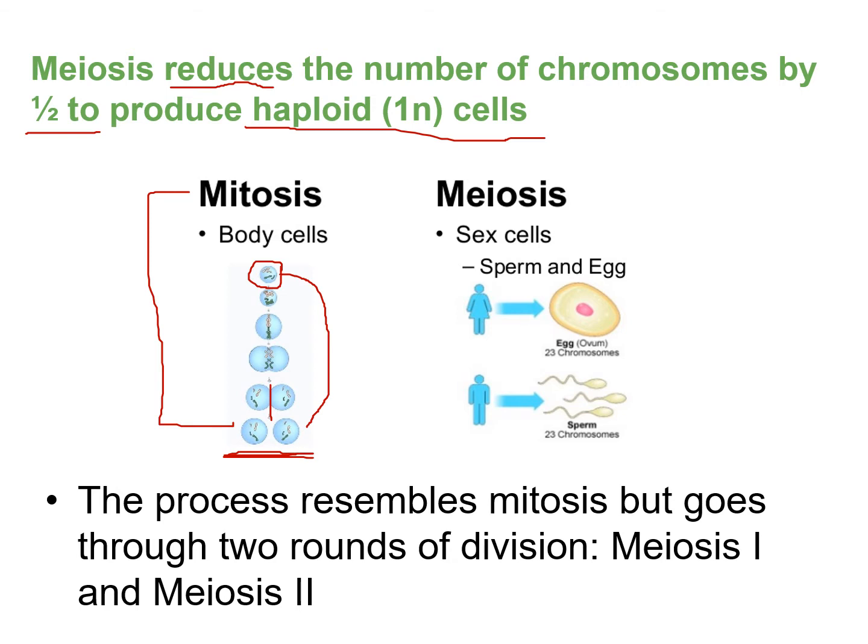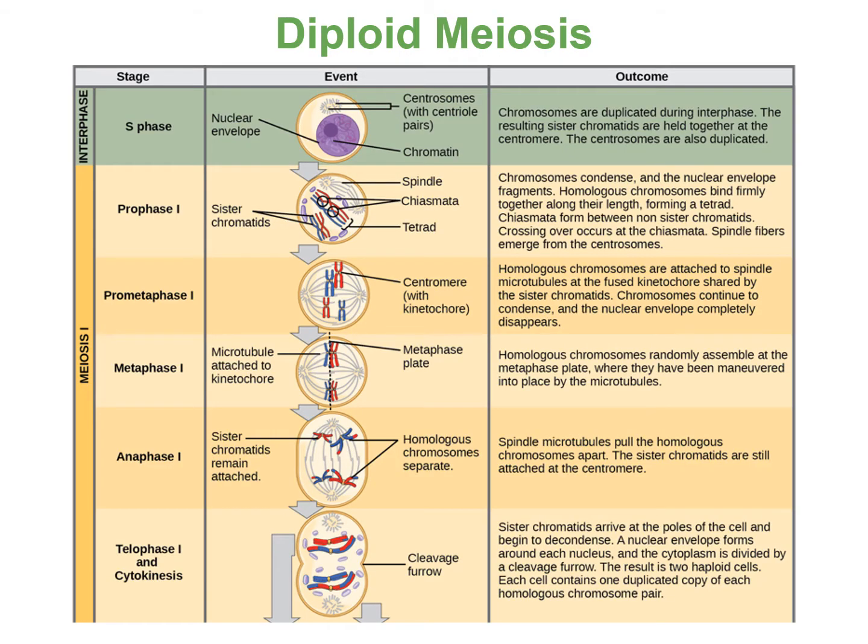Meiosis is similar, yet it's different. It's going to resemble mitosis, but it actually goes through two rounds of division. So we're going to talk about what happens in meiosis 1 and what happens in meiosis 2. This slide is really helpful to understand what is going on in meiosis 1. So as you can see, a similarity right away between mitosis and meiosis is the fact that they both have interphase.